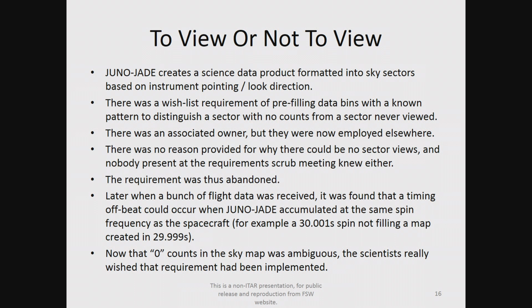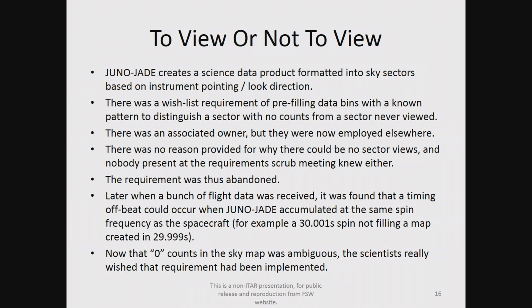So on JADE, we create data products that are spin sectors. We receive ACS information from the spacecraft and we say, okay, based on this look direction and angle, here is the sector in the sky everything falls into. And we had a requirements wish list, and one of them was to fill all the data bins with a pattern. So on the ground, if we see that pattern, we can say, okay, this sector was never viewed, as opposed to it was viewed, but it had 0 counts. We had a name associated with this requirement, but he was no longer at the company when we got to this wish list, and there was no rationale recorded as to why we needed this.